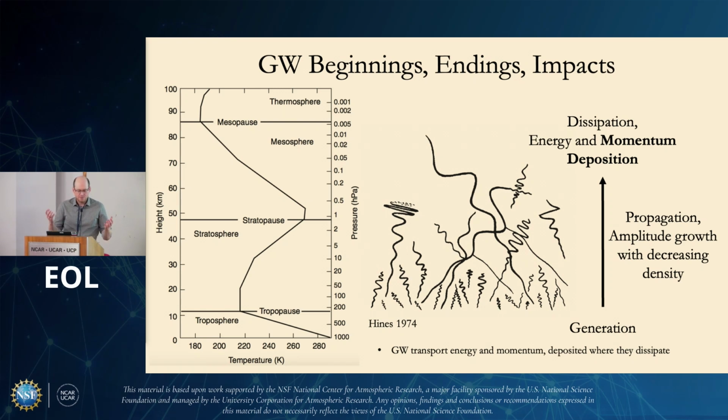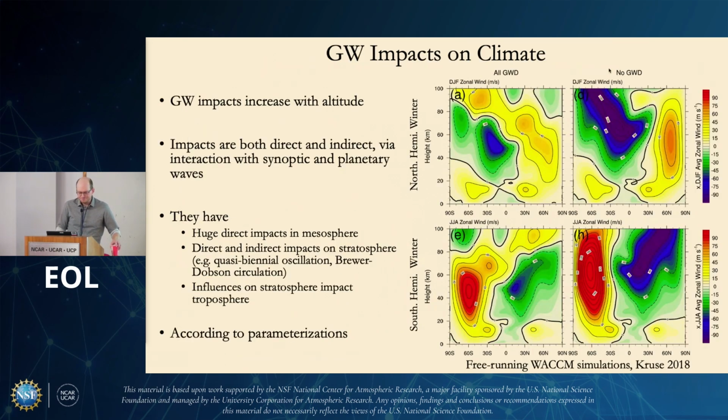As they grow in amplitude, you're going to ultimately excite some sort of instability, either overturning, like crashing on a beach, or shear instabilities, and those waves will break down. We're interested in these waves because they transport energy and momentum, and it's where these waves break that you deposit this energy and momentum, and it's the momentum deposition in particular that we tend to represent within weather and climate models.